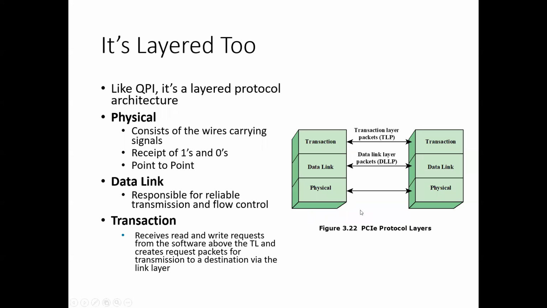And it's also layered just like QPI, which is the QuickPath Interconnect. It's a layered protocol. There's a transaction, data link, and physical. And the physical are obviously the wires. The data link is responsible for transmission and flow control. And the transaction layer receives read and write requests from the software above the transmission link and creates request packets for transmission to a destination via the link layer.